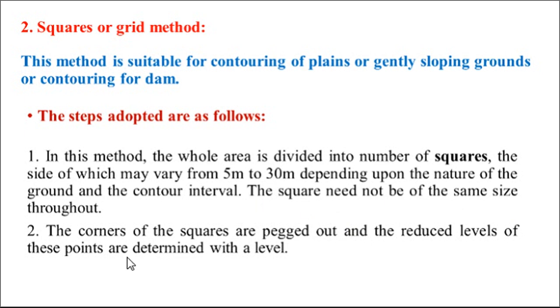Next point, the corners of the squares are pegged out, and the reduced levels of these points are determined with the level. So at the corners of the squares we have to insert a peg, and then on each peg we have to keep the leveling staff, take the readings, and then determine the reduced levels of all these points. Next slide.